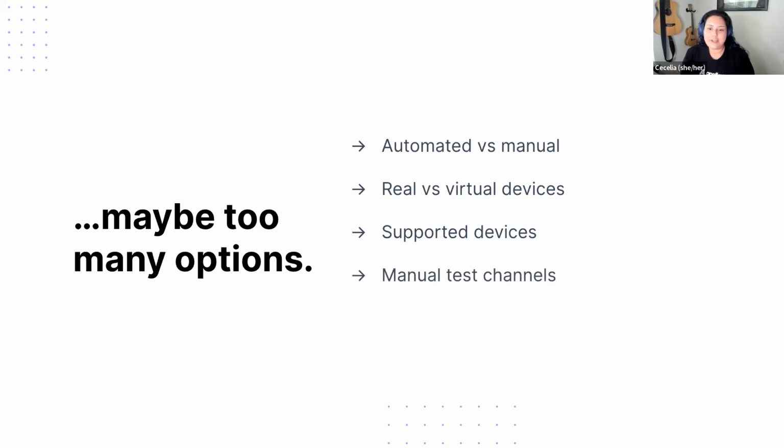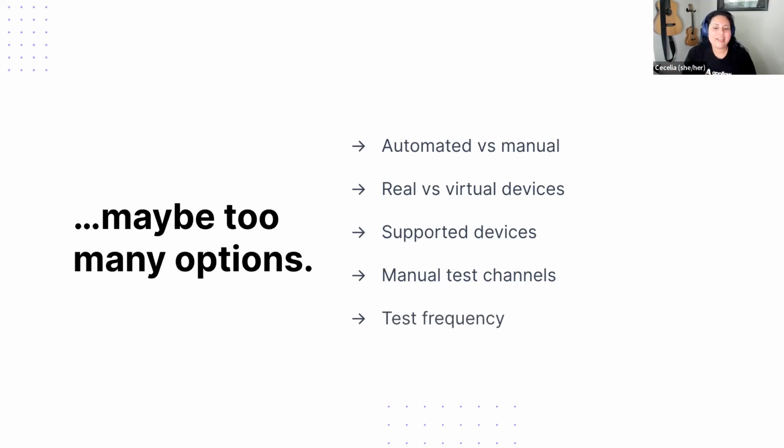You also need to consider your manual test channels. When I say manual test channels, what I'm referring to is the way that you deliver the test versions of your applications to your manual testers, to your QA team, to your test team. How do you actually get the app version into their hands? You can do this in a couple of different methods.